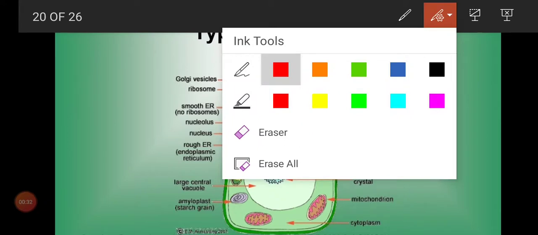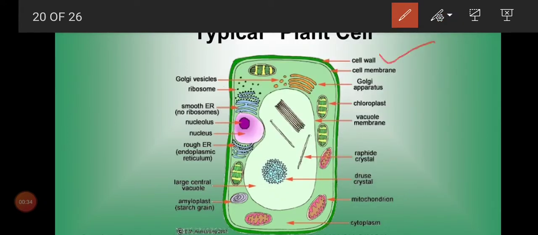What will the Golgi apparatus do? Cell wall will protect the cell. Cell membrane is a gatekeeper. Golgi apparatus is used to store food items. Chloroplast is used to synthesize food. Vacuoles will store wastewater or some food material, some water also. And mitochondria, powerhouse of the cell, where cellular respiration takes place.